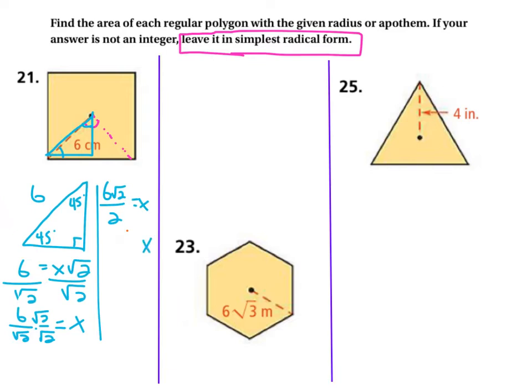Or if we simplified that by dividing 6 by 2, we would get 3 root 2. And that fits with what we know. If we took 3 root 2, the length of the leg, and multiplied it by root 2, we would get 3 root 2 times root 2, which would be 3 times 2, which is 6, the hypotenuse. Okay? So we found out that x is equal to 3 square root of 2.